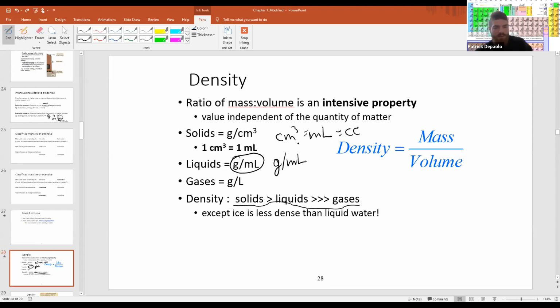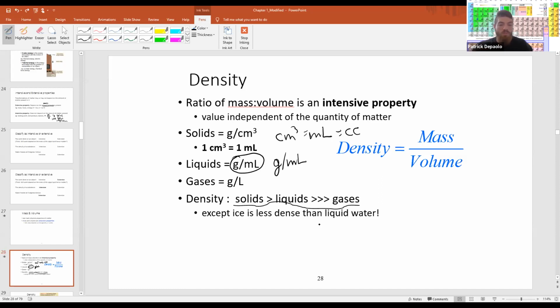But except for water. Ice is less dense than water. All right, you can test this at home, but let's go over the reason why. Basically, you have liquid water in a bottle, you put it in the freezer, you freeze the bottle. Sometimes the plastic breaks, and that's because ice expands its structure when it's frozen.